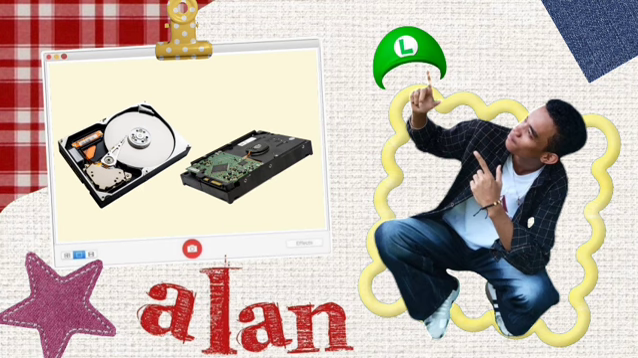Definition of hard disk. A hard disk or hard disk drive is a hardware device on a computer that serves as permanent data storage media. Data stored on a hard disk remains intact even when the computer is turned off, as it is a type of non-volatile storage. The hard disk consists of fast-spinning magnetic platters and read or write heads that record and retrieve data from the platters. Here are the hard disk functions.